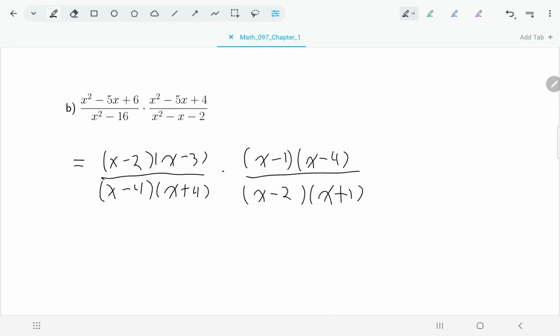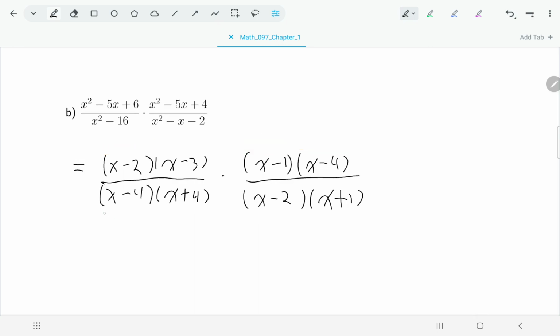So really what we're going to have when we multiply these together, remember multiplying fractions involves multiplying the numerators together and multiplying the denominators together. So we would have in the numerator x minus 2, x minus 3, x minus 1, x minus 4. And in our denominator we'd have x minus 4, x plus 4, x minus 2, x plus 1. Now, of course, there are some things that can cancel. Anytime we're multiplying two or more fractions together, if there's something in one of the numerators that cancels with something in one of the denominators, then we can cancel it out before we multiply.